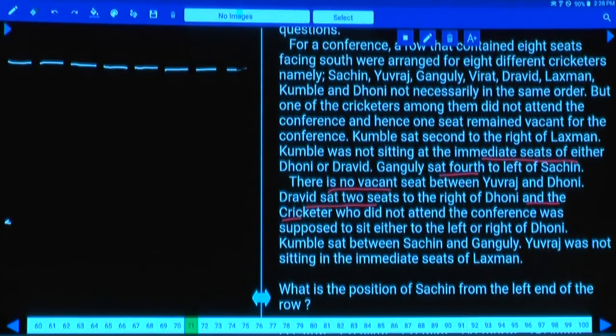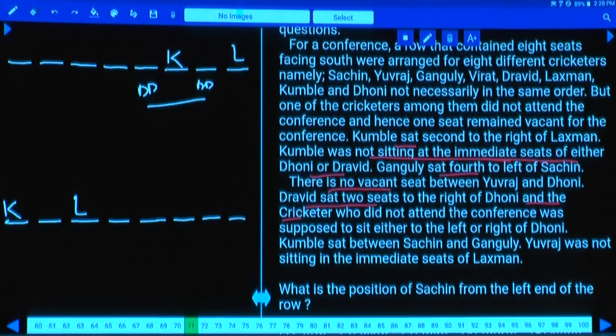And what is the other possibility? 1, 2, 3, 4, 5, 6, 7 and 8. Then what is the possibility here? Now I am taking Lakshman at this place. If Lakshman is here, Kumble will be here. Done with this? Lakshman and Kumble. Kumble sat second to the right of Lakshman. Kumble was not seated to the immediate right of Dhoni or Dravid. And Dhoni and Dravid cannot be in these 2 places. As Dhoni and Dravid cannot be in these 2 places, then Ganguly sat fourth to the left of Sachin.